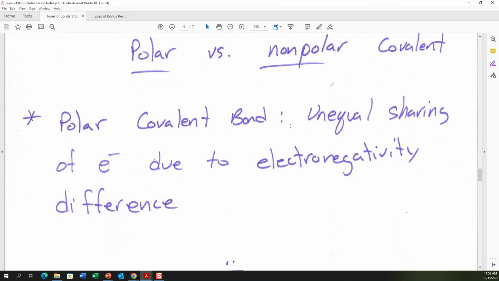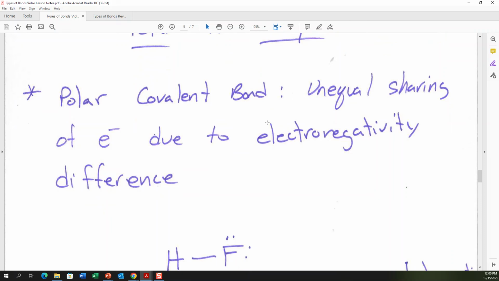A polar covalent bond is unequal sharing of electrons due to electronegativity difference. If you remember, electronegativity is the ability the atom has to pull electrons to it. So when you have two things sharing electrons, they're throwing their electrons in the middle and they're both holding on to them. Well, if one of those atoms is more electronegative, it's going to be able to pull those electrons closer to it and further away from the other atom that has a lower electronegativity. What that does is it creates opposite charge sides to the bonds. And when you have opposite charge sides to anything, that means that thing is polar.